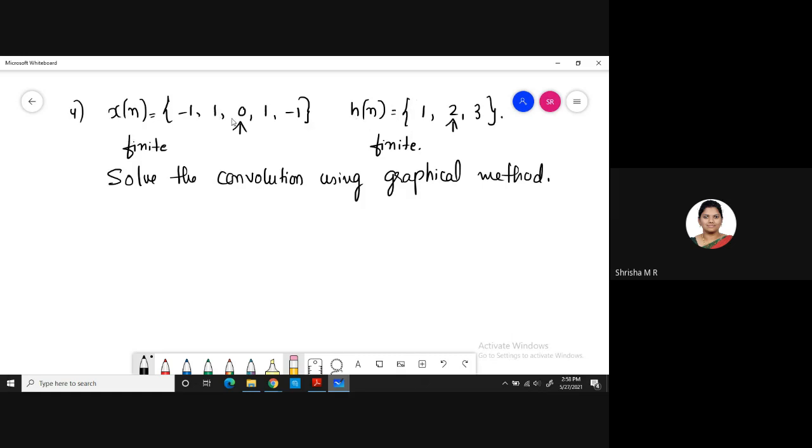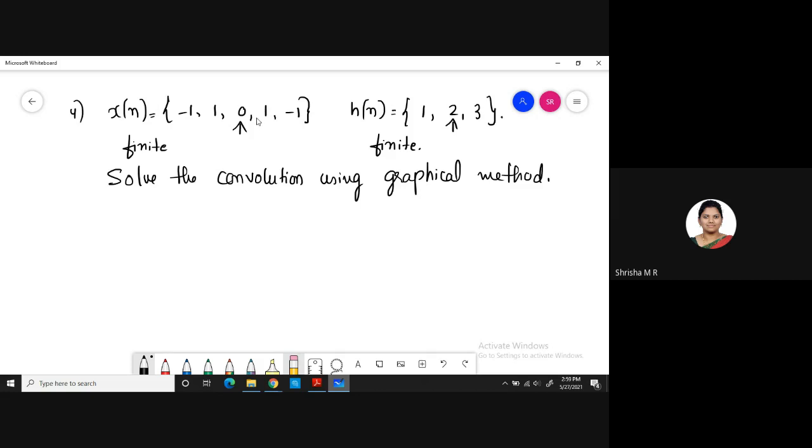First, we are solving the convolution by plotting the graph of x of n and h of n. So we have to know what is y of n, how many terms y of n will have. We have to know that. This first sequence x of n is of length, how many numbers are there in this? This sequence is of length L.